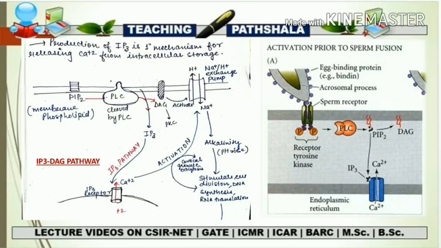Now this IP3 has the capability to bind to the receptor that is present on the endoplasmic reticulum, and after the binding of IP3 to the receptor on the surface of the endoplasmic reticulum, there will be the release of a high amount of calcium inside the egg cell. In this way there is an increase in the intracellular calcium, and this calcium is going to help in the exocytosis of the cortical granules.